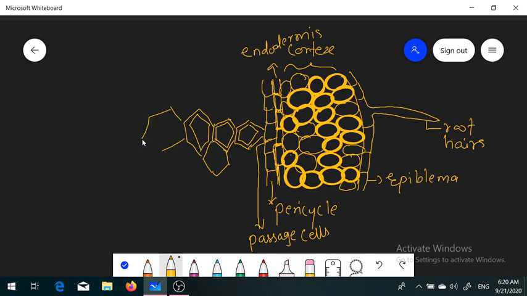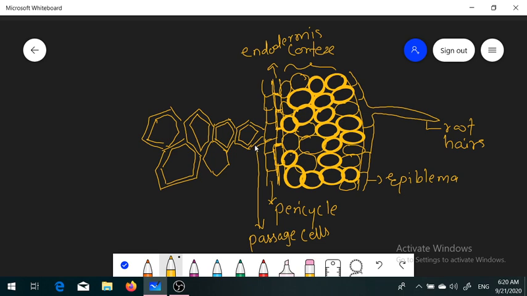The metaxylem means the cells of the xylem which are bigger in size, and the protoxylem means the cells which are smaller in size.